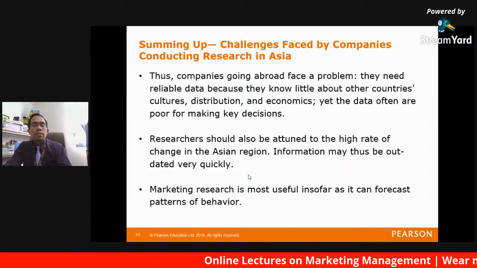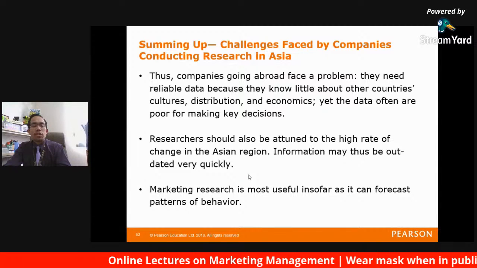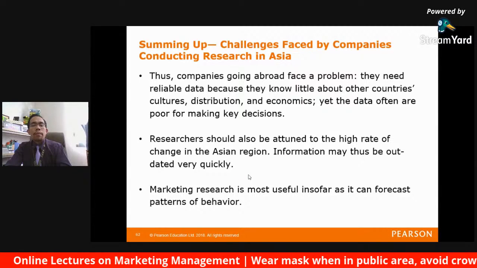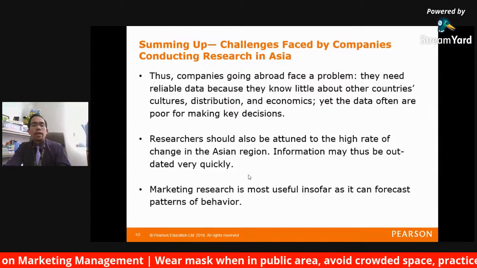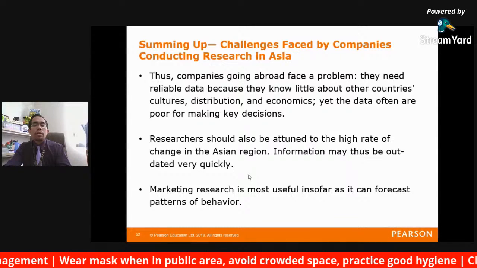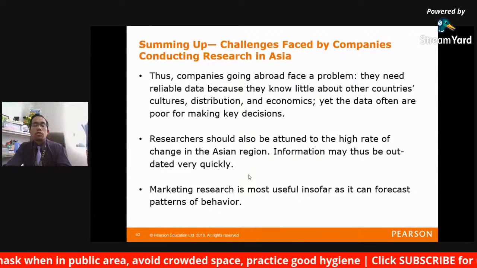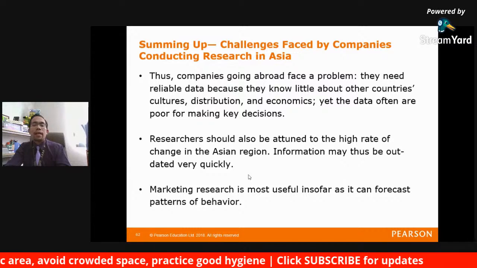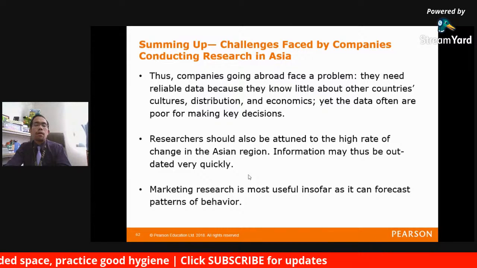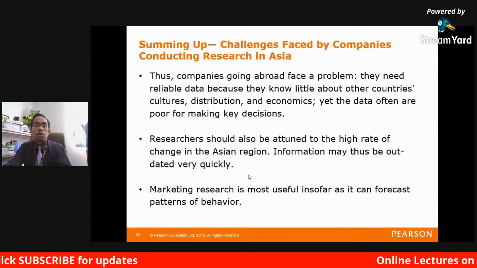Summing up challenges faced by companies conducting research in Asia. Companies going abroad face a problem. They need reliable data because they know little about other countries, cultures, distribution, and economies. Yet the data often are poor for making key decisions. Key decision means important decision.